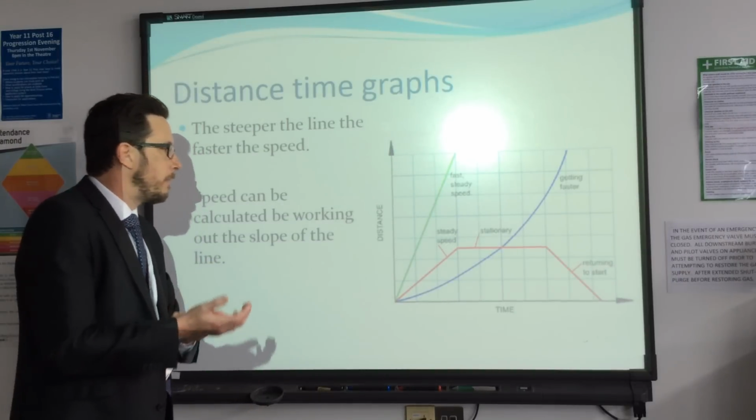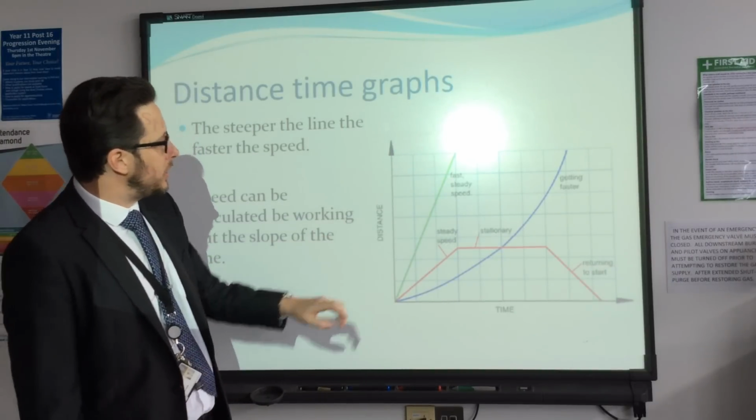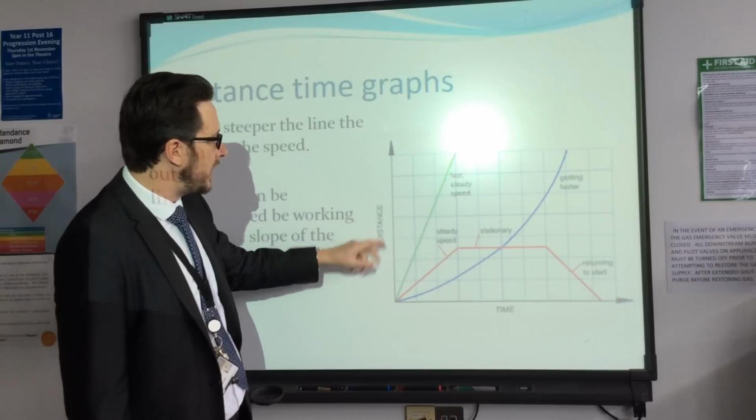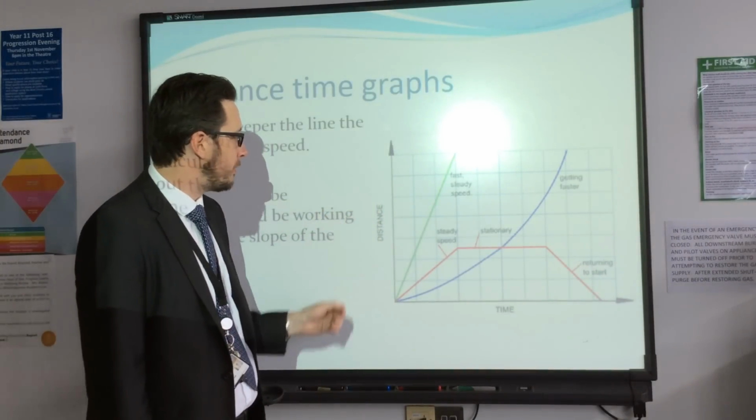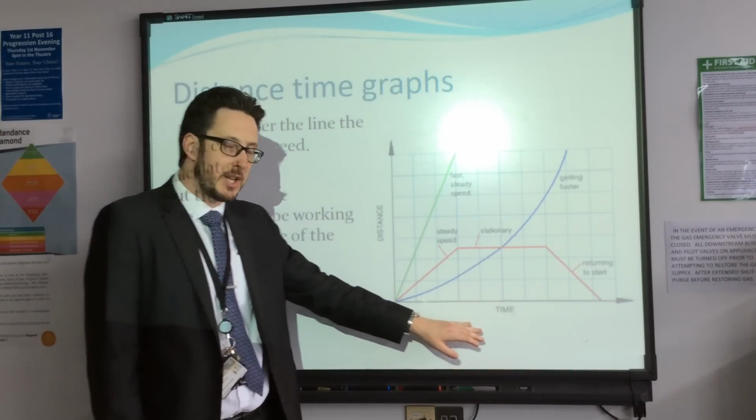Distance time graphs. This is one type of graph we come across in this unit. You can tell this it's got distance here. Now this should say meters as well. The units would be meters, and time should say seconds.